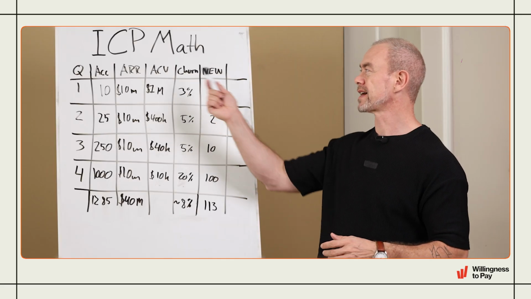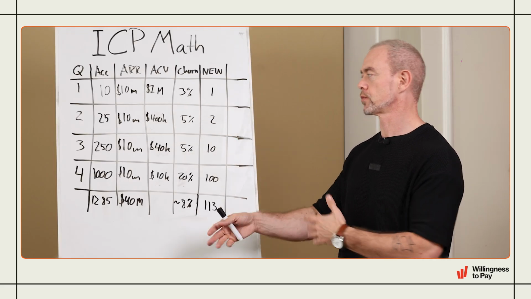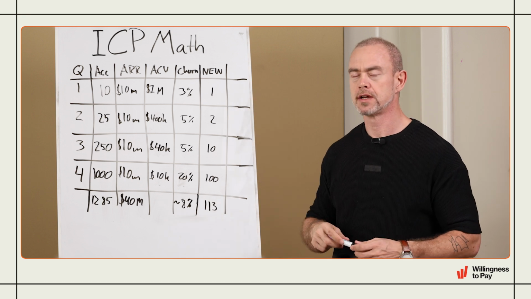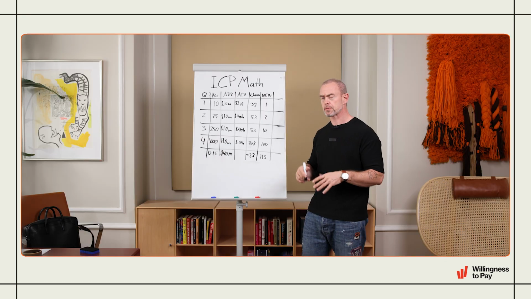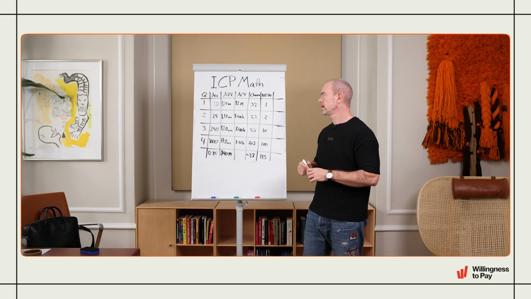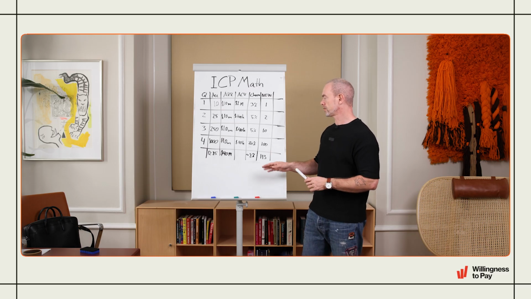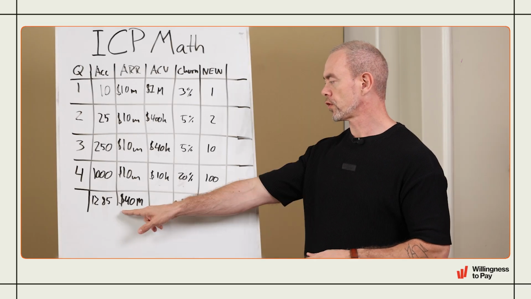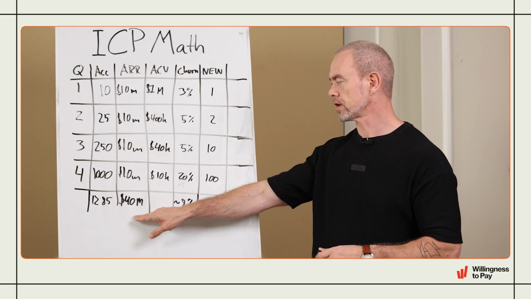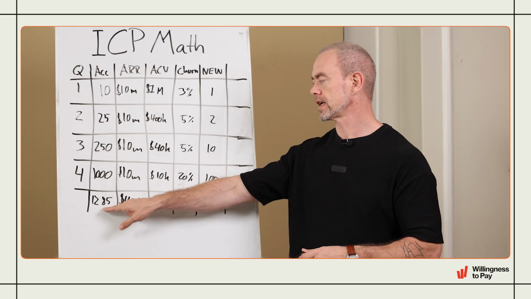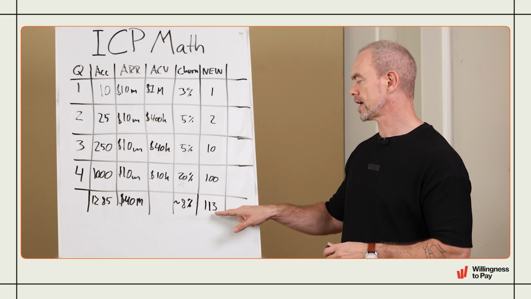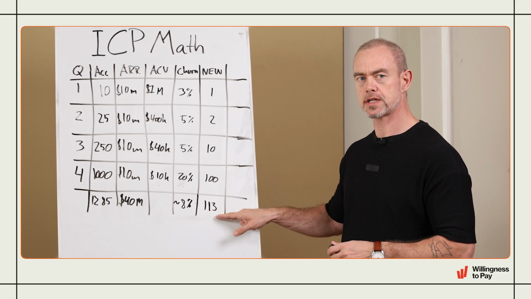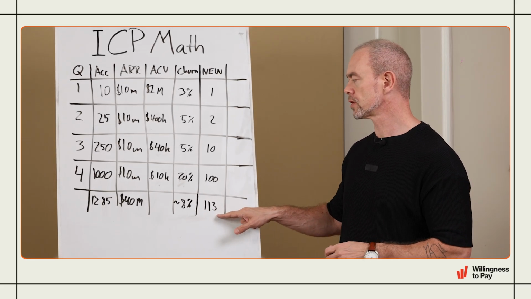I've called this section ICP math because we are trying to show a spreadsheet here on a whiteboard, but I'm going to walk you through how we run the numbers in an example. In this example, we have a customer with 40 million of revenue and ARR, and they have 1,285 customers, and they have an 8% churn rate, and in the last 12 months, they got 113 new customers. So it's a good business, right?